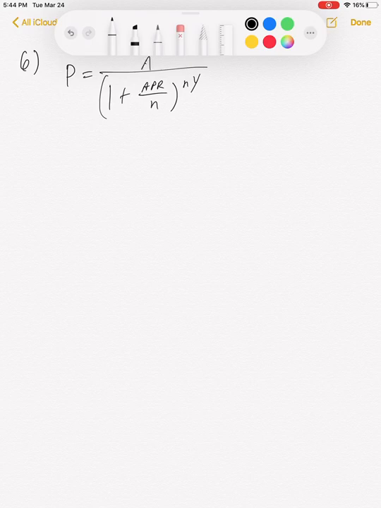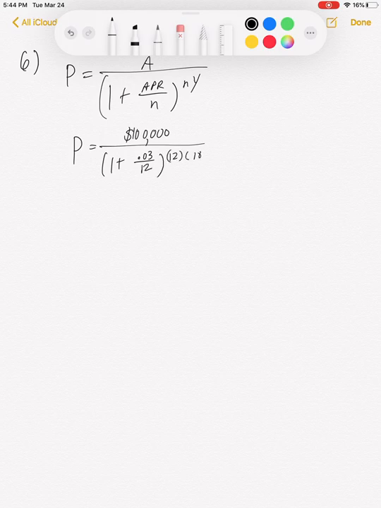Okay, so we want the amount at the end, and given a certain principal, we invest now. So we don't know how much we're going to invest now, but we want to have $100,000 at the end. So take our $100,000 divided by 1 plus, now the APR in this case was 0.03 or 3%. We're going to compound it monthly, so we'll divide by 12 to the 12 times, and the years are going to be 18 years because we want to put this money and leave it there for 18 years.